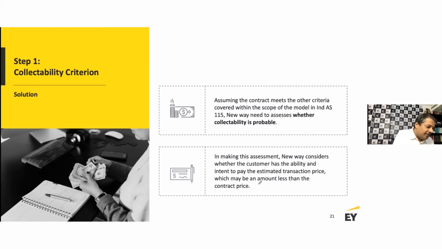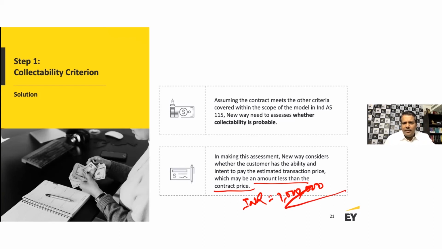And if this is an amount less than the contract price, say INR 10 lakh, right? If it is INR 10 lakh instead of INR 12 lakh 50,000, then that is going to be my revenue in this example. All right, INR 10 lakh. That is going to be my revenue from that perspective.